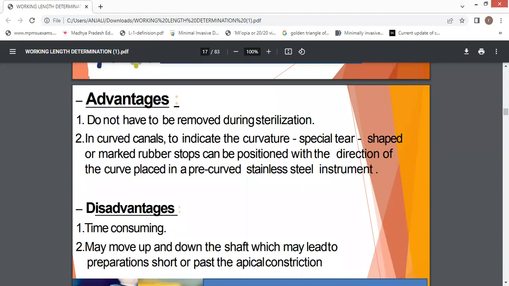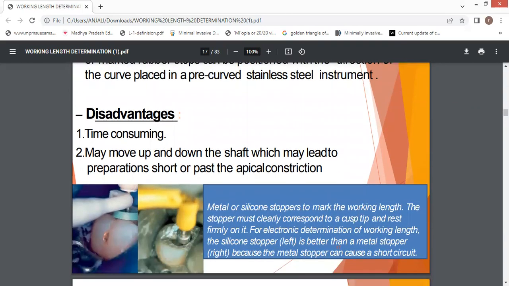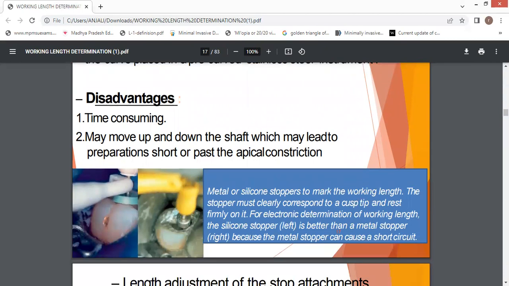Disadvantages: time consuming, and they may move up and down the shaft, which may lead to preparations short of or past the apical constriction. Metal or silicone stoppers are used to mark the working length. The stopper must clearly correspond to the cusp tip and rest firmly on it. For electronic determination of working length, the silicone stopper on the left is better than the metal stopper on the right, because the metal stopper can cause a short circuit.